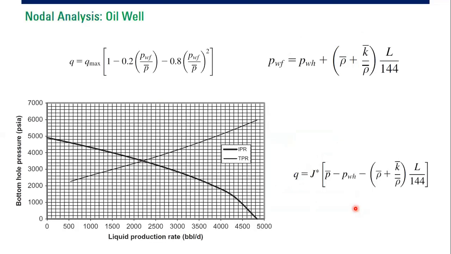Again, this is just to refresh. We can construct the IPR using this equation, which is actually the Vogel equation. And to construct the VLP, we can also describe it using this simple equation. If we combine these two equations, we will get this one. So this is for the oil well.